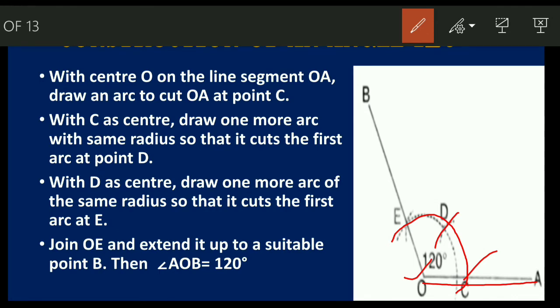Now again you put your compass on point D and cut one more arc. When you cut one more arc, that point becomes E. So this is another 60. So 60 and 60 is 120. Now where it cuts E, there with your ruler you join this line and extend it to B. Therefore angle BOA or AOB is equal to 120 degree. This is how you have to draw.